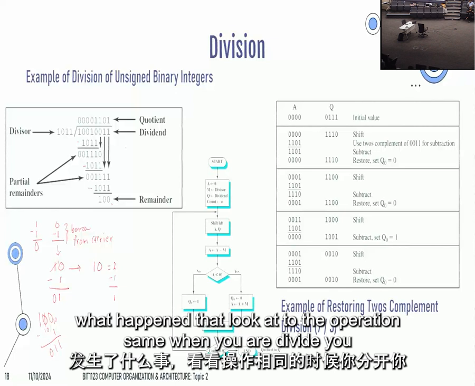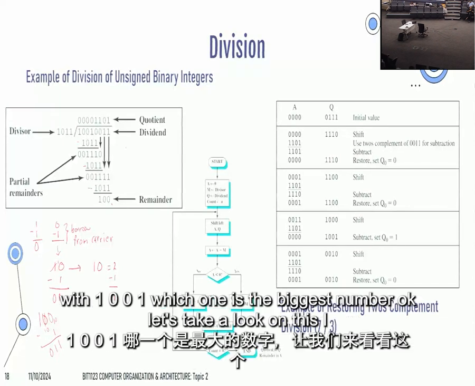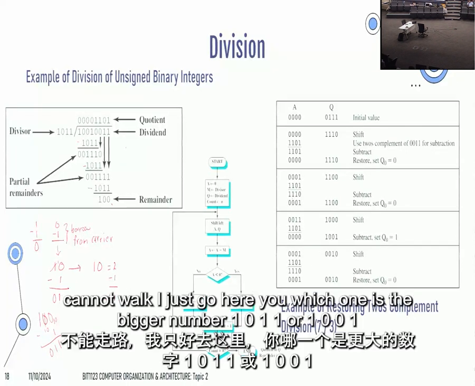When you divide, you have a balance when you need to subtract. So 1011, I want to compare with 1001. Which one is the biggest number? Let's take a look at this. I cannot walk, I just go here. Which one is the bigger number, 1011 or 1001?